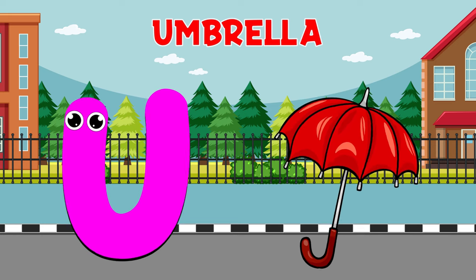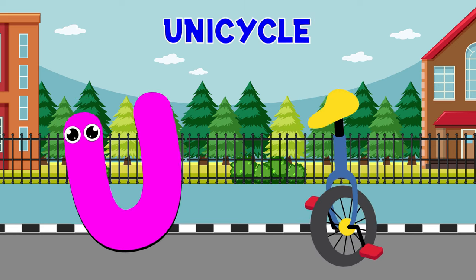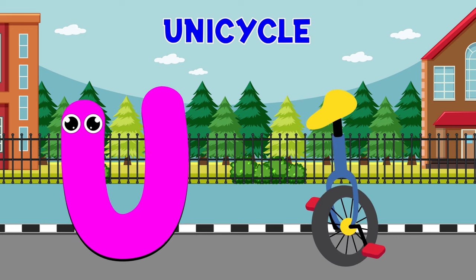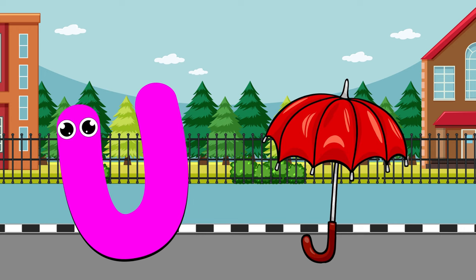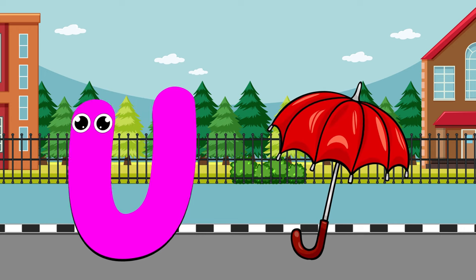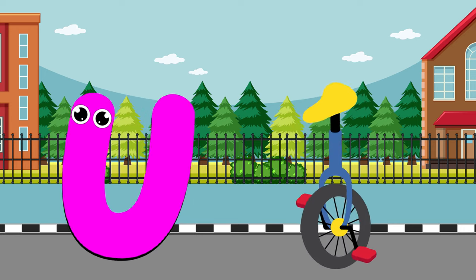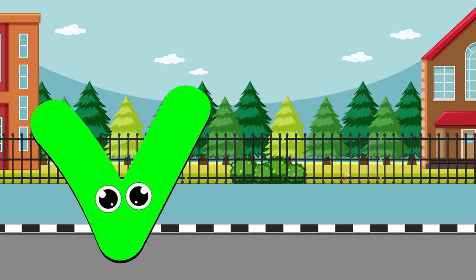U is for unicycle. U is for umbrella. U is for unicycle. V is for vase.